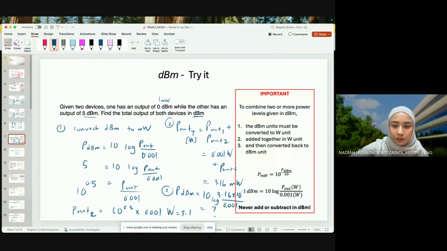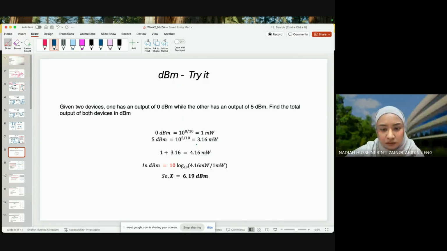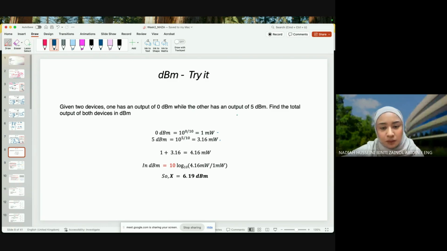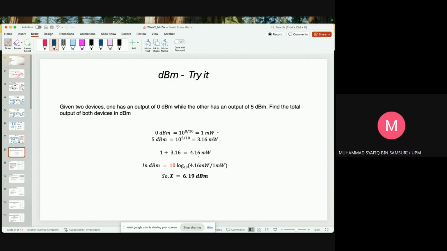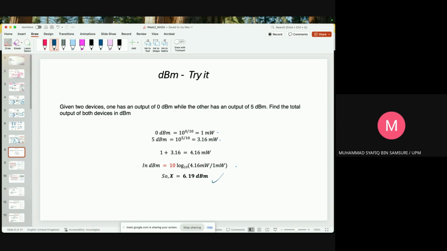Okay. Hold on. I think I made a mistake earlier, because I didn't notice P out, P total. Oh, it's okay. I have it here. Okay, 1 milliwatt. This is 3.16 milliwatt. And then the total is 4.16 milliwatt. And then you convert it back to dBm. Okay. So this is the 1 because 0 dBm is 1 milliwatt.